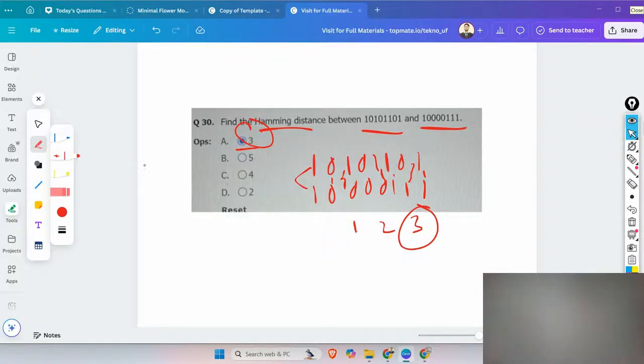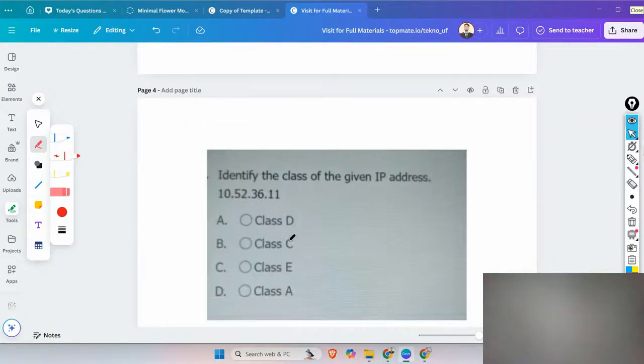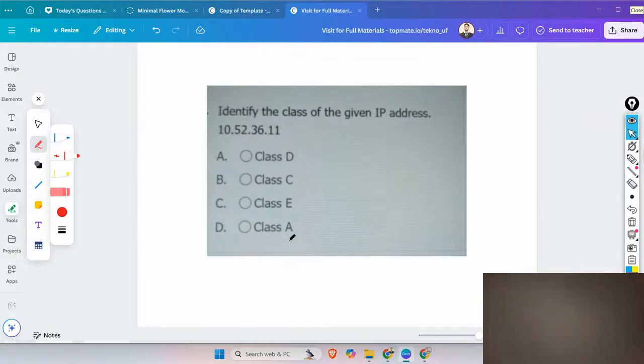Okay, let me go to the next question. That is this: identify the class of the given IP address. So if this is the question, then how to solve it? These types of questions will be asked.